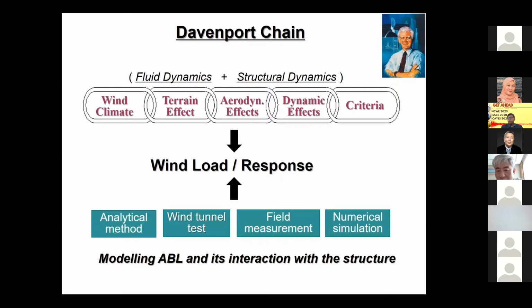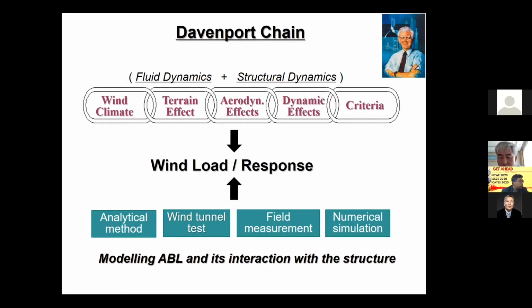Also, after that, we have to consider dynamic effects. These dynamic effects will become very dominant if the structure is very slender, such as a long-span bridge. So finally, we have a criteria. So actually, wind engineering is a combination of flow dynamics and structure dynamics. So following this Davenport chain, we will decide the wind load and response on the structures.